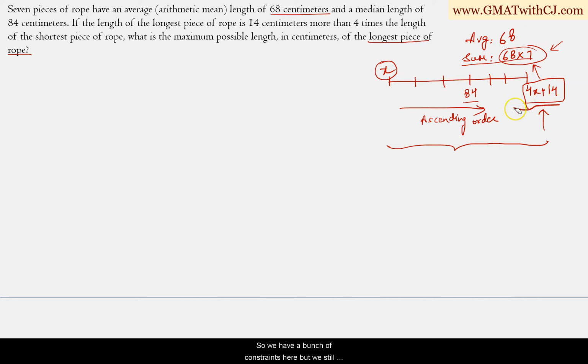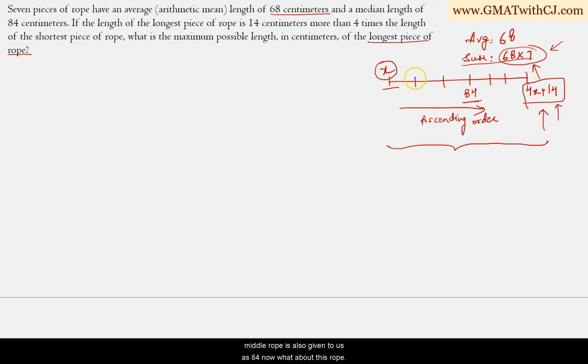We have a bunch of constraints here, but we still want to minimize the lengths of the 6 ropes. Why? Because the sum is fixed. If I want to maximize the length of the longest rope, then I have to minimize the length of all the remaining ropes. The length of this one is given to us as x, and the length of the middle rope is also given to us as 84.